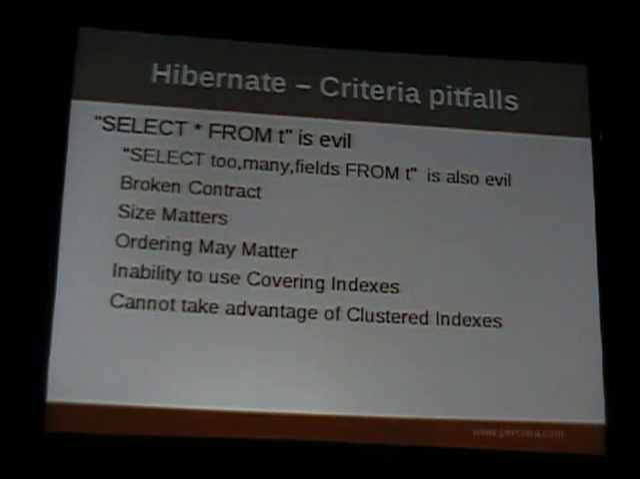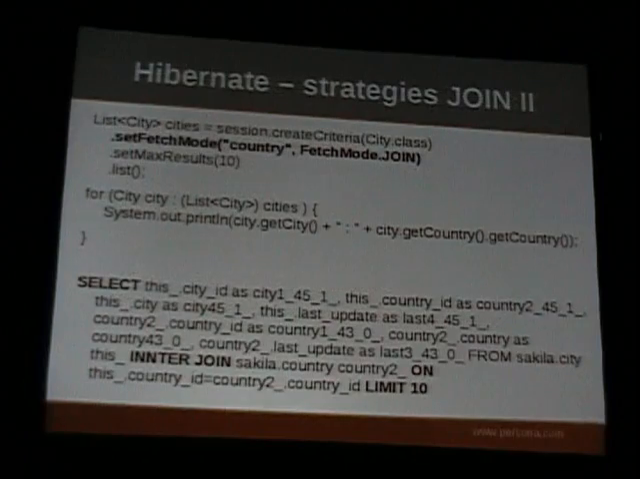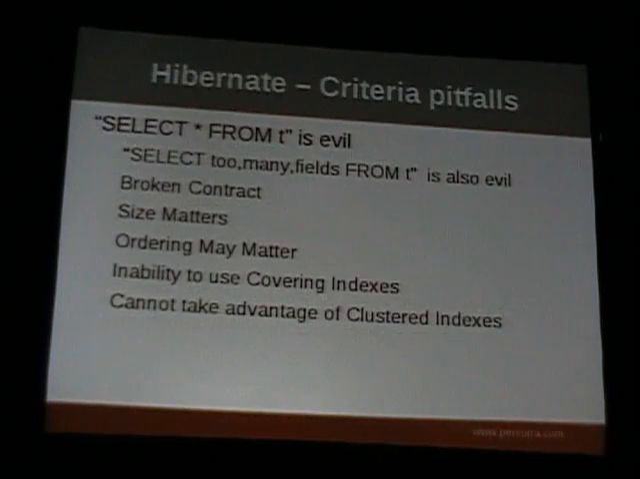So Hibernate criteria does have some pitfalls, and one important one is, if you go to the previous slide, we can see that we actually were using only the city field and the country name field, but we actually retrieved tons of fields. We retrieved all the fields that the criteria based on the city class could know about. So select star, or select too many fields, is really an evil thing.